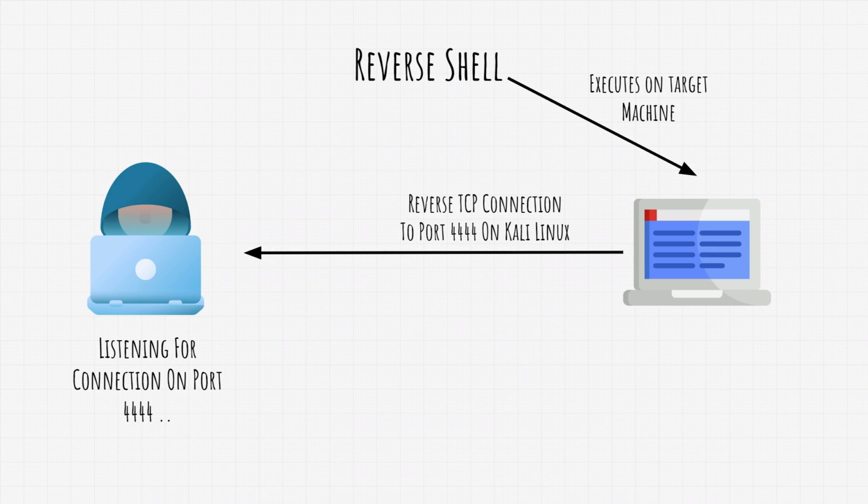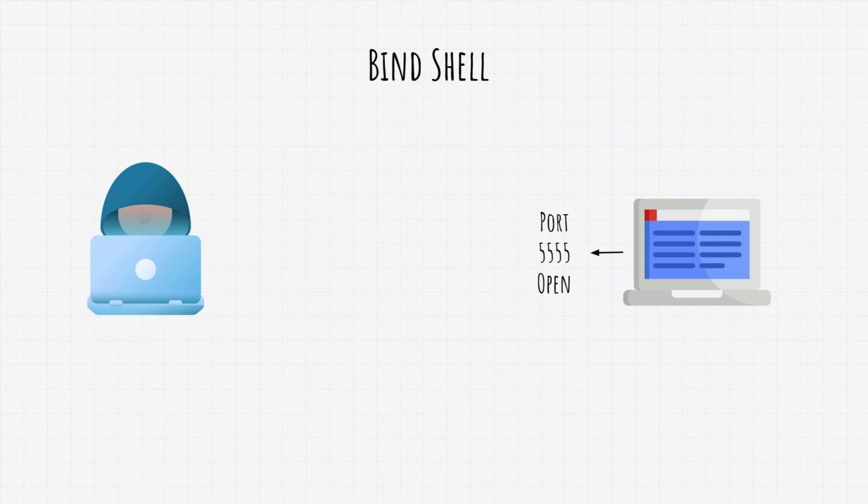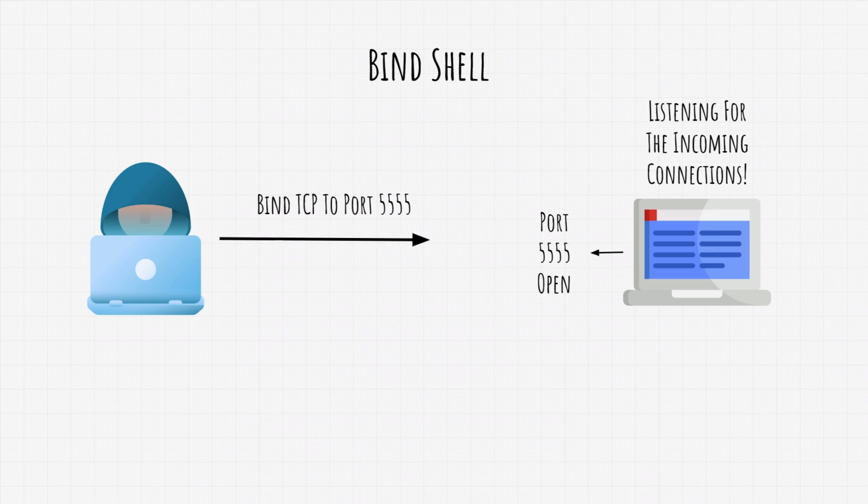On the other hand, bind shell is when the target machine opens their port for us to connect to. In this case, it is the target machine that is listening for the incoming connection on that port. And we are the ones that must connect to that port. After we do it, we can control that target machine.